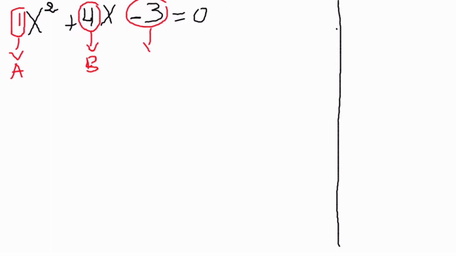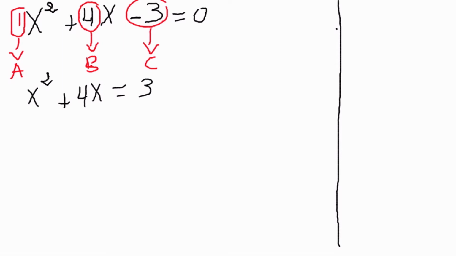and this is c. Alright, the next step is I'm going to move c to the other side, and I will have x squared plus 4x equals 3.